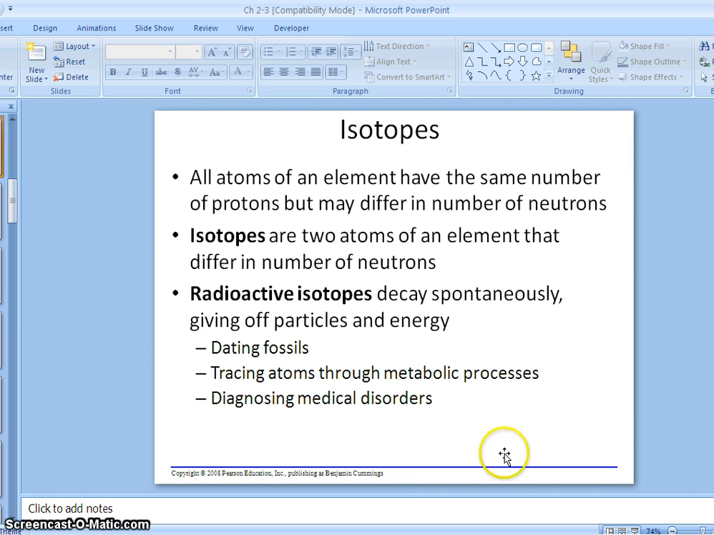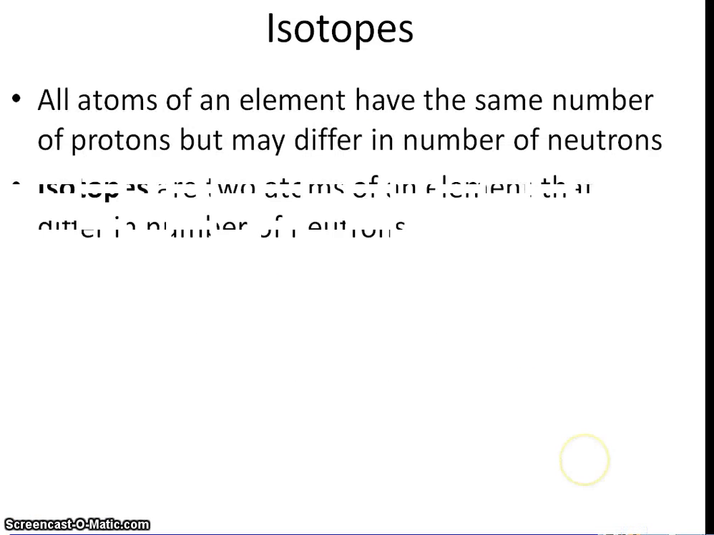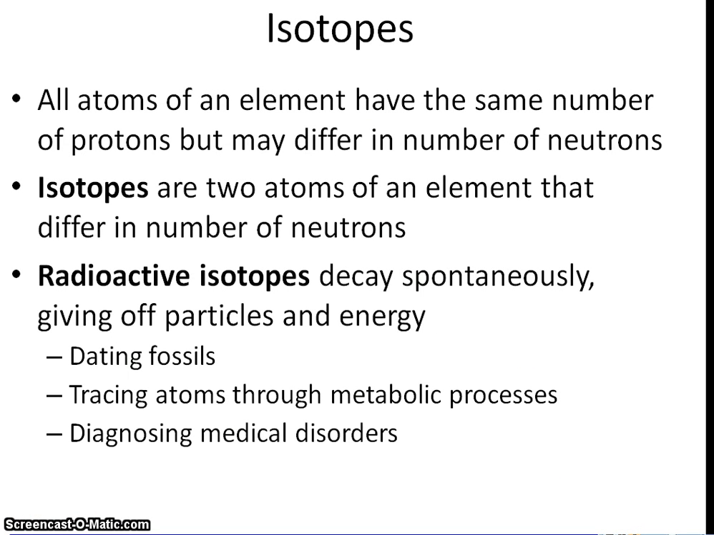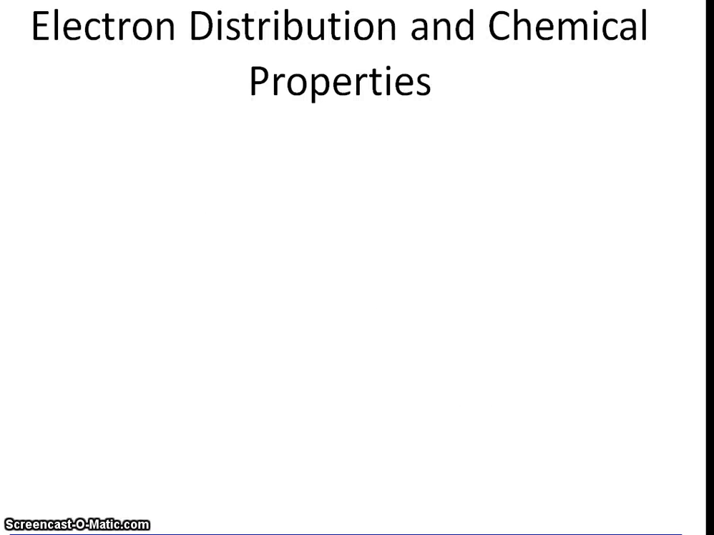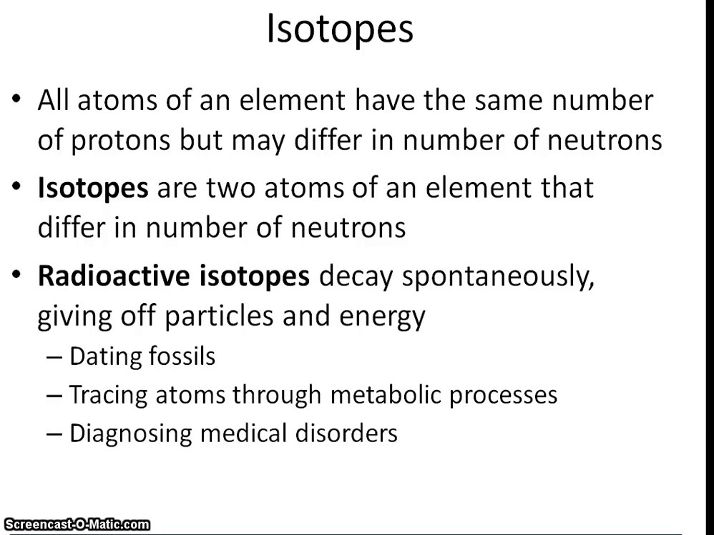Now, some isotopes are stable, but others are what we call radioactive. Their nuclei decay, giving off particles and energy. And as biologists, we could use these for things like dating fossils, tracing atoms through metabolic processes like cellular respiration, or diagnosing medical disorders because these radioactive isotopes can be traced and tracked.